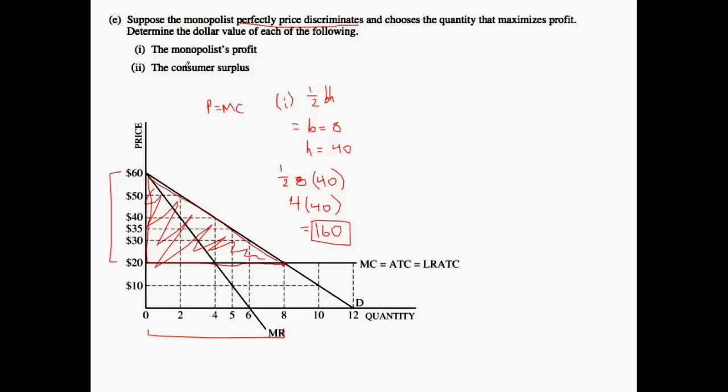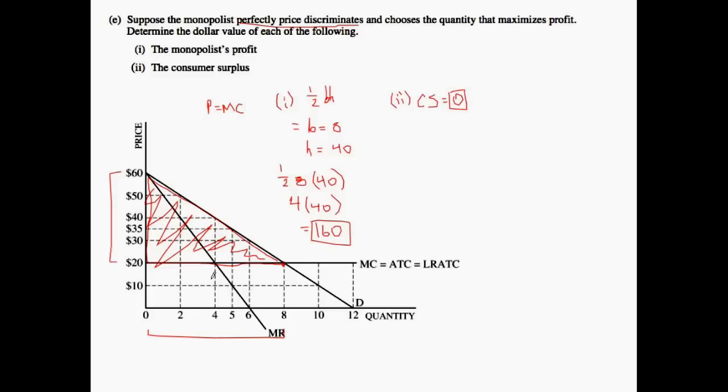So now that we've actually solved part 1, part 2 is really simple because part 2 is asking you what the consumer surplus would be. And as we just talked about, in a perfect price discrimination situation, the monopolist is taking all of the original consumer surplus for themselves because they can properly identify each respective buyer. And therefore the consumer surplus will equal 0 because there is no more consumer surplus since the monopolist has taken it all for profit for himself.